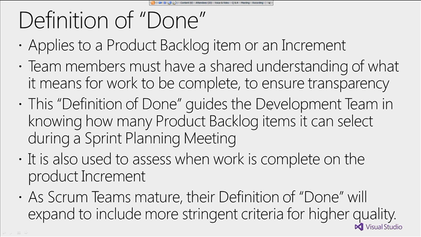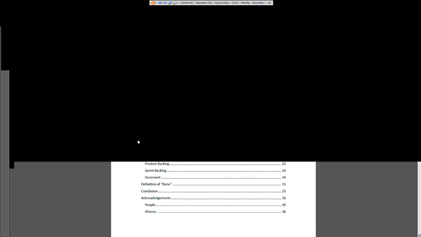The final item here, based on the guide, is that as teams mature, their definition of done will expand to include more stringent criteria for higher quality. That's what we call quality gates, in Microsoft's parlance, in that as you move later in the cycle, you might increase the technical requirements. So, for instance, you might say that for this sprint, I don't need to run any localization tests. But as I move on to the final release, I include the localization tests as part of my builds. So what does that mean in terms of Visual Studio?